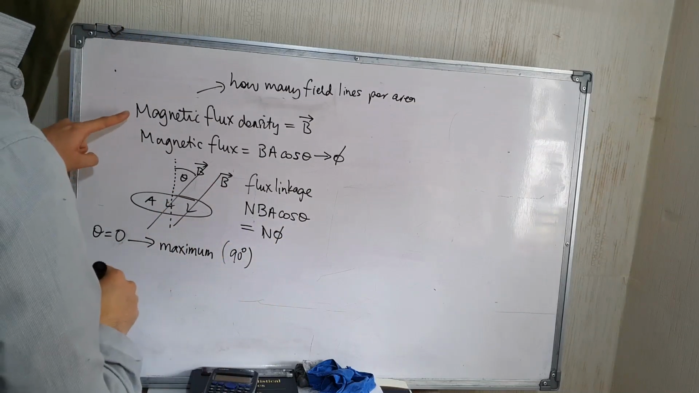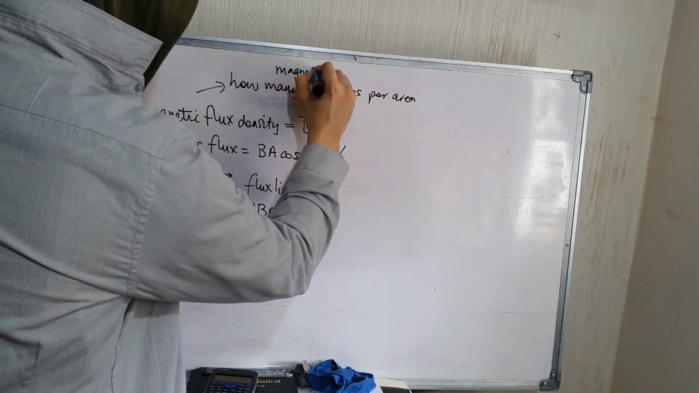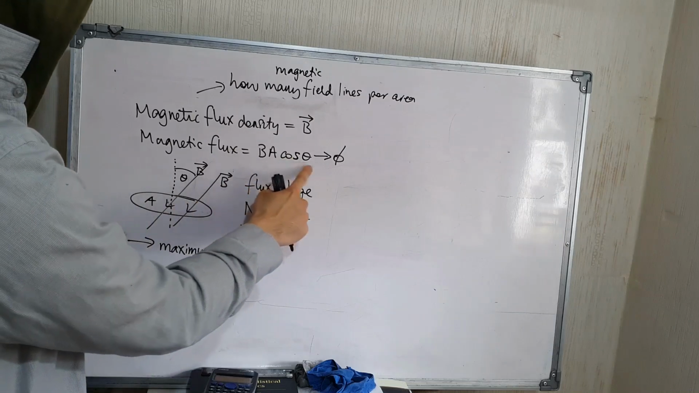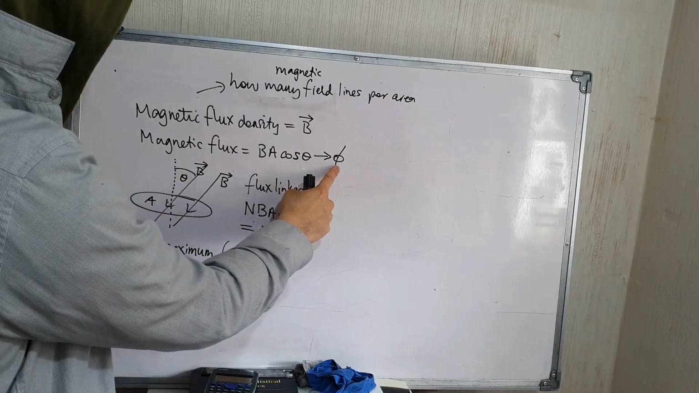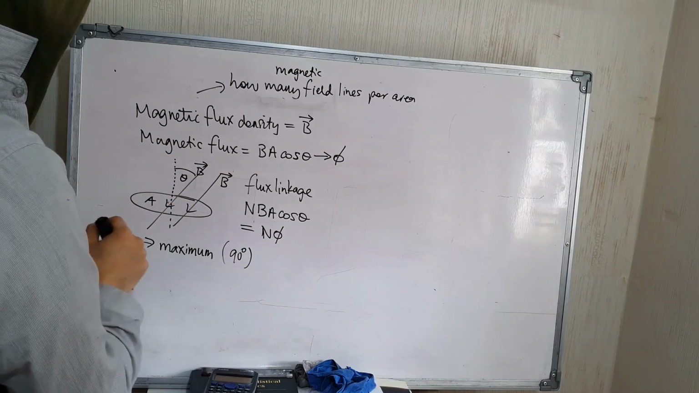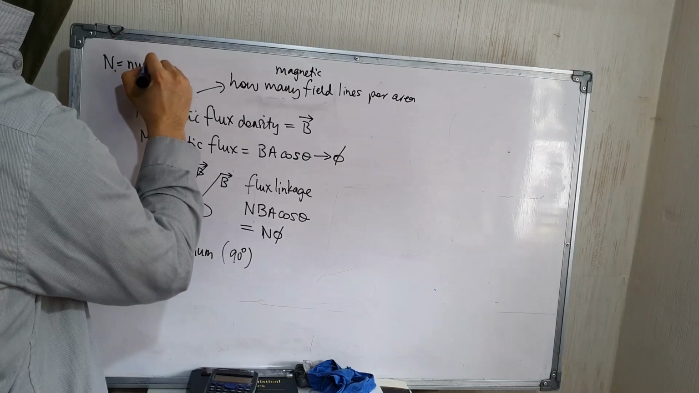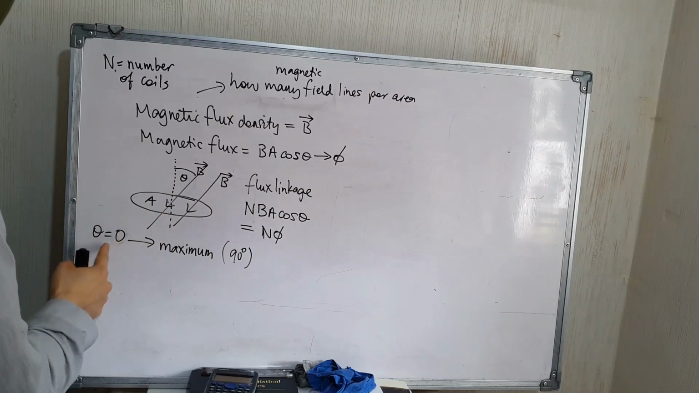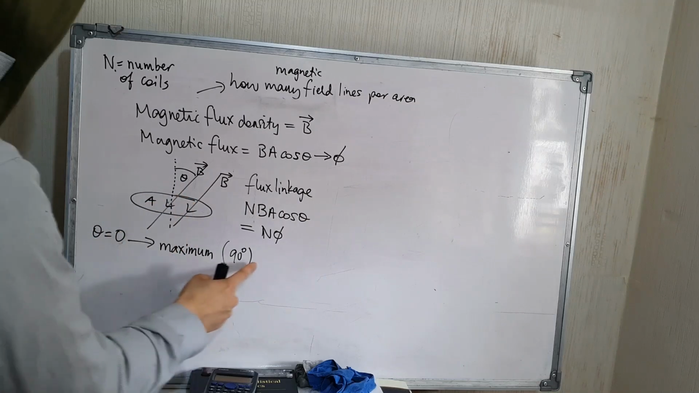Okay, so let's just quickly recap. Magnetic flux density is how many magnetic field lines per area. If the magnetic field line is at an angle, then you use cos theta, because you want it perpendicular to the surface. BA cos theta is phi, and that is how many field lines are coming out of that surface. For the flux linkage, you multiply by the number of coils, N. When theta is equal to zero, the field lines are perpendicular to the surface, giving the maximum magnetic flux.